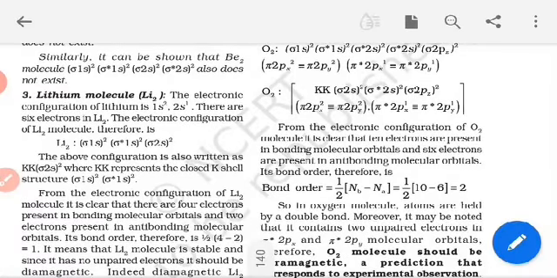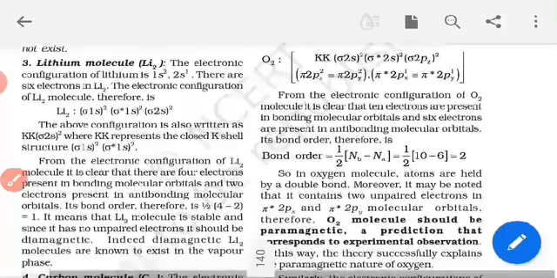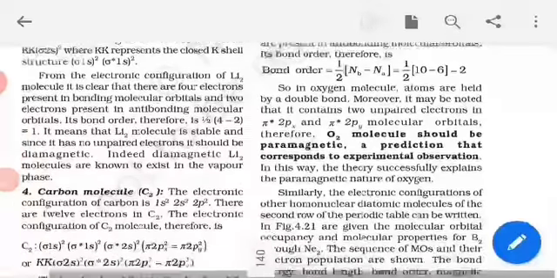Lithium molecule, the number of electrons is 6. Configuration is sigma 1s2, sigma star 1s2, sigma 2s2. Now its bond order is 1 because the number of electrons in bonding orbitals is 4 and in anti-bonding orbitals is 2. So bond order comes out as 1. In this way we can say that the lithium molecule exists, and since all the electrons are paired, it is diamagnetic.